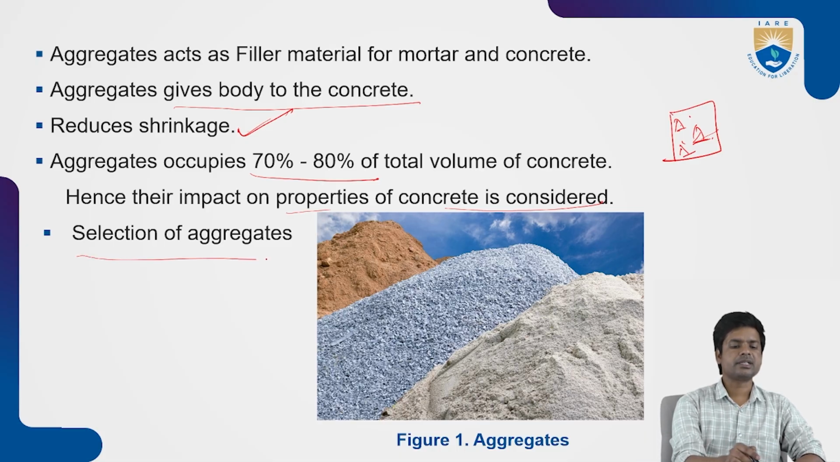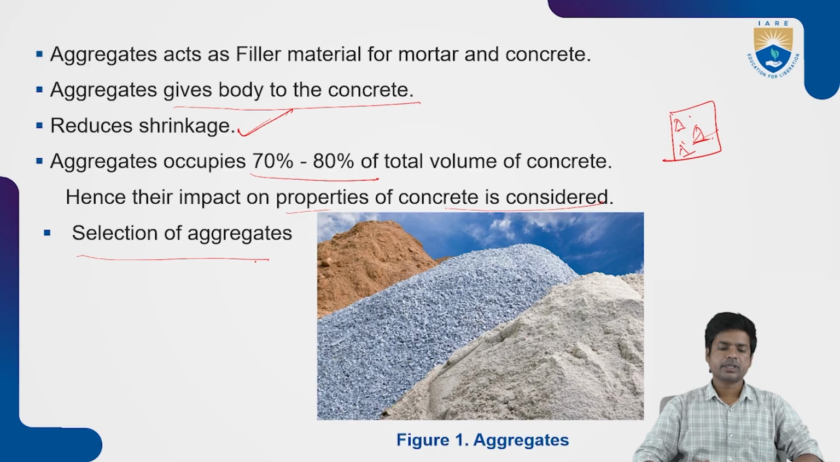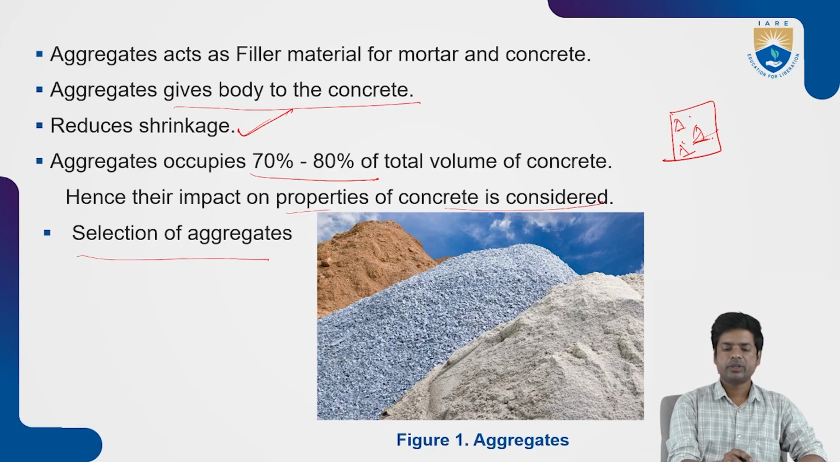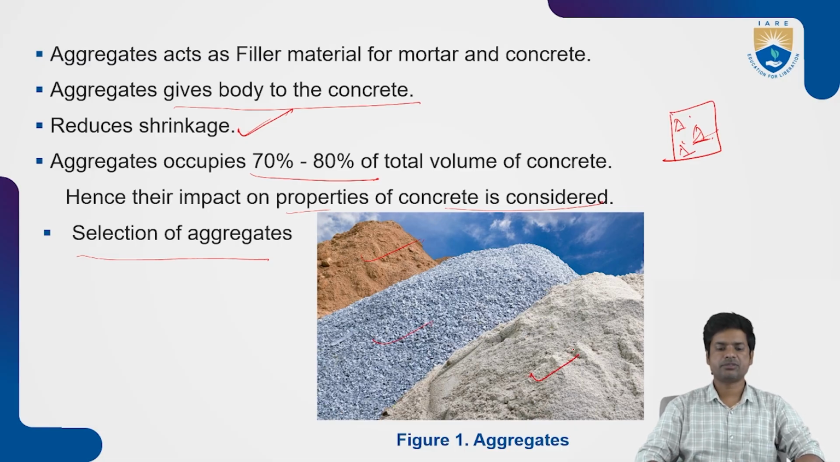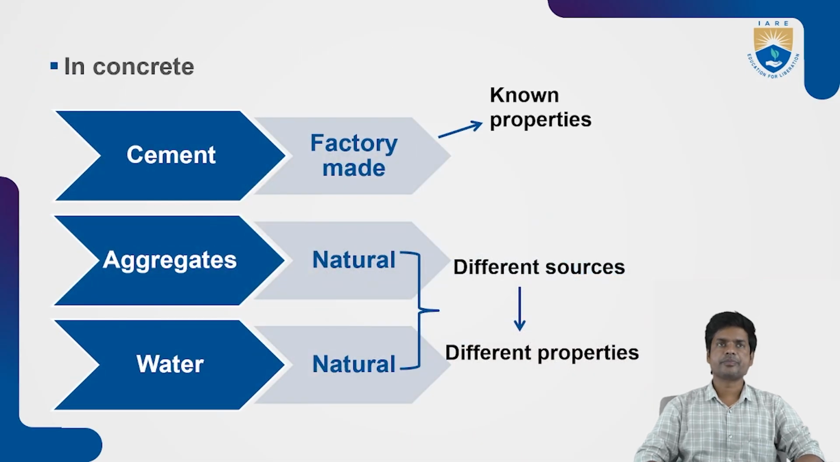And selection of aggregates is also very important. In this picture you can see we have different types of aggregates. This is a fine aggregate, that is natural sand, this is the coarse aggregate, and this is the manufactured sand, which is obtained from the crushing of stones.